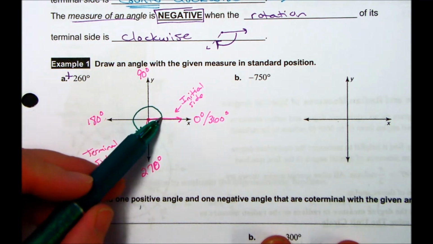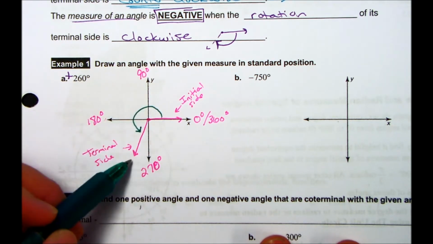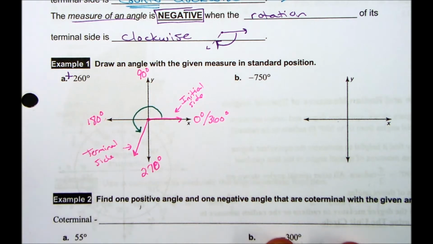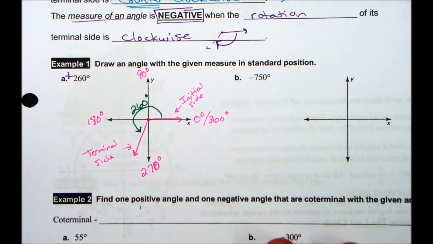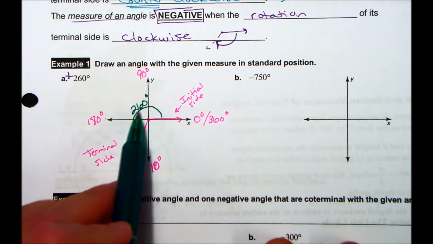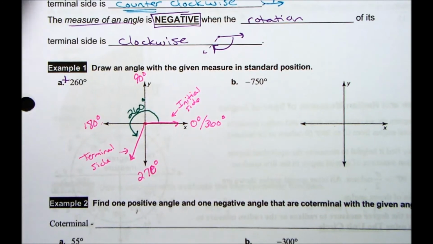So you're starting at the initial side, and it's going to rotate around to get to the terminal side. And that's your 260 degrees. And a lot of times what we'll also do is write 260 degrees there so that we understand that's going around a positive 260 degrees. All right, so that's one example. That one's an easy one.